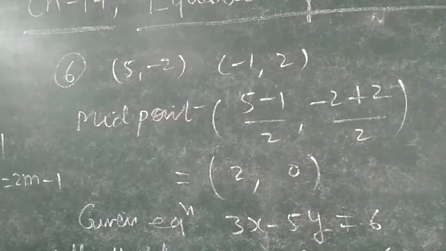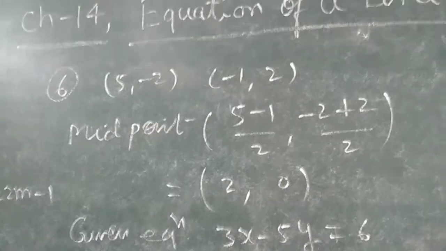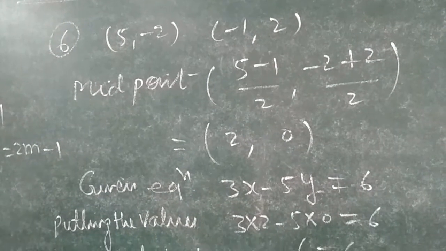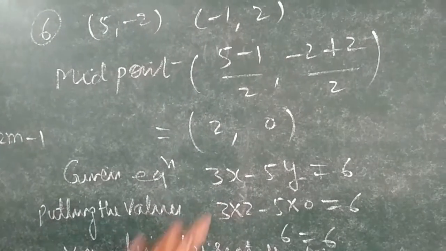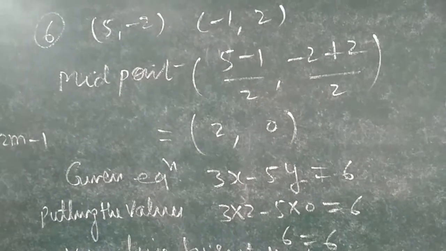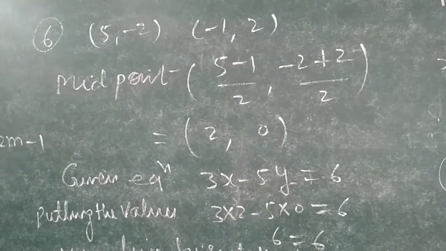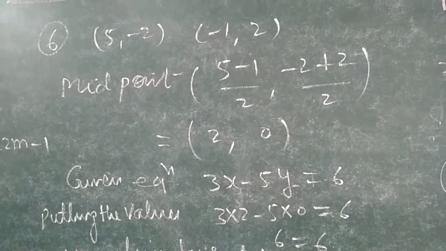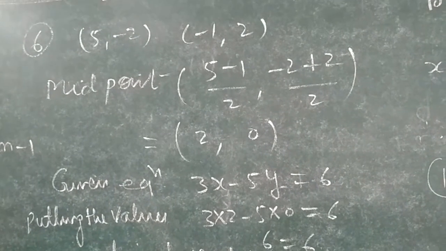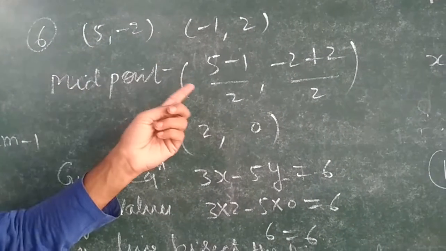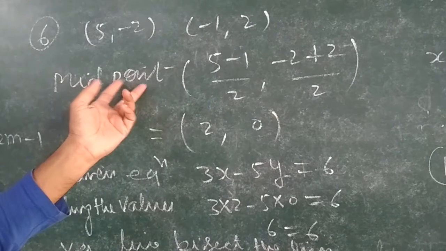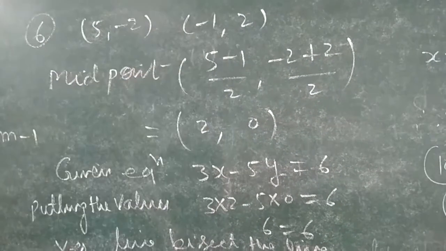Question number 6, you are given 2 points (5, minus 2) and (minus 1, 2), and we are also given an equation in the question. It is stated in the question that we must prove that this line passes through the midpoint of the line joining the given 2 points. So we first find the midpoint of the given 2 points. The formula for midpoint is (x1 plus x2 upon 2, y1 plus y2 upon 2).